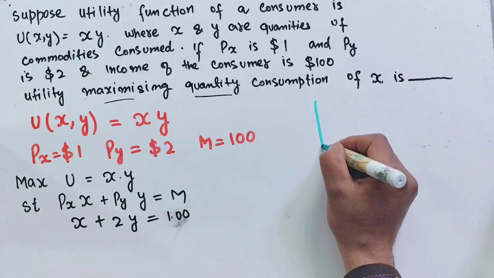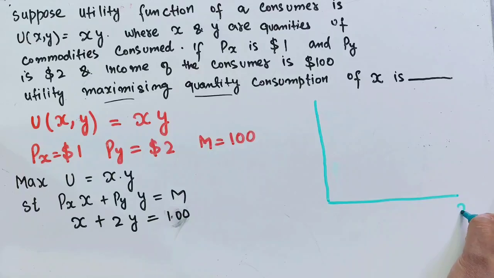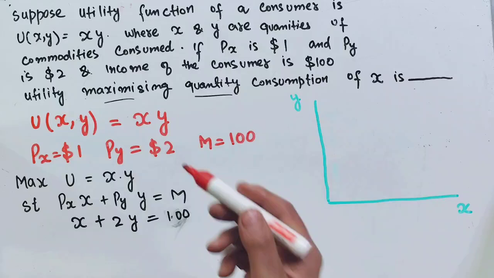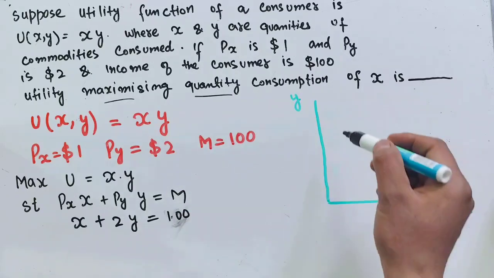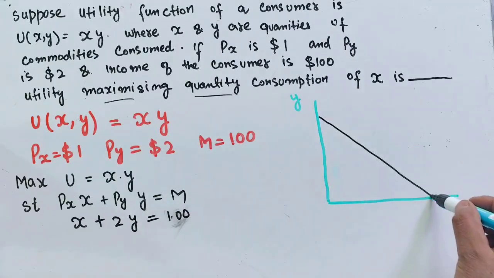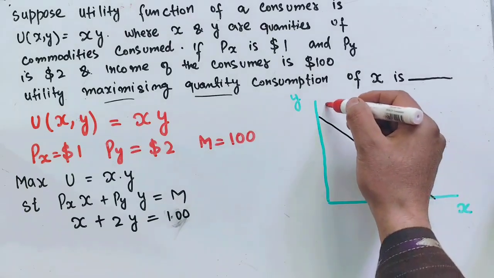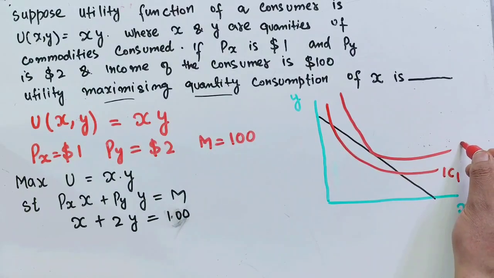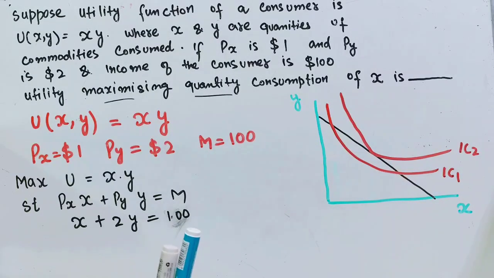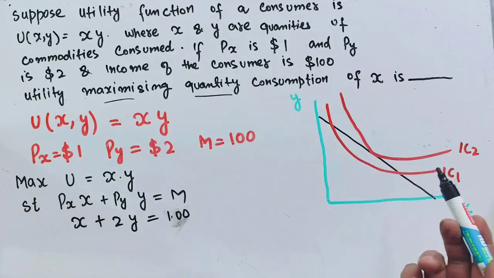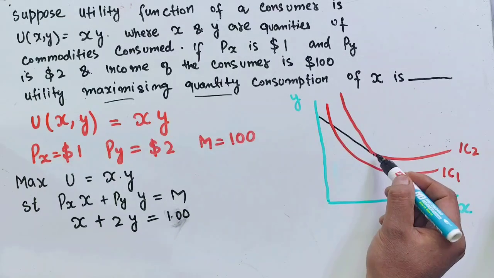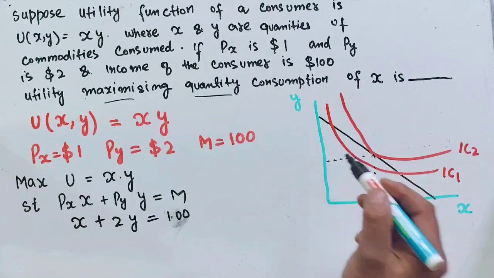Graphically, if I draw a simple graph here, we have units of good x on the horizontal axis, units of good y on the vertical axis. With the given budget constraint, let's draw here. This is the budget constraint. The consumer wants to achieve the highest possible satisfaction. Let us say this is IC1, this is IC2. So at the utility maximizing condition, what happens? The consumer will reach that very indifference curve where it is tangent to the budget line. So this is the point where they are tangent to each other.